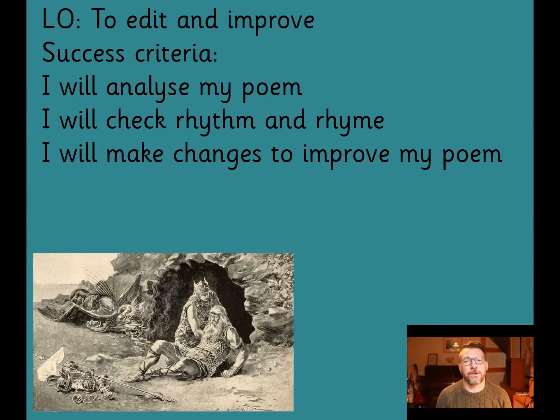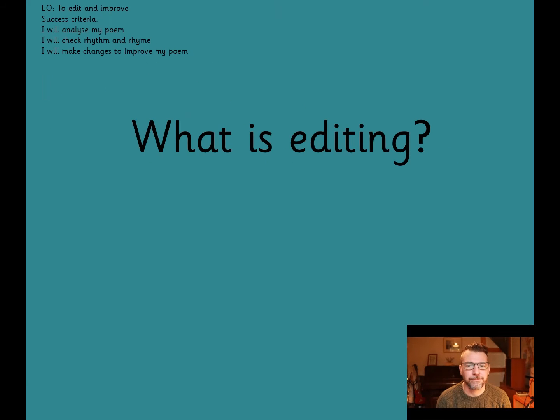So yesterday you should have written the first draft of your poems, and today we're going to look at editing and improving to get our final poem. So you're going to analyse your poem, which means you're going to study it in detail. You kind of need to imagine that it's not even your poem, it's someone else's. Check for rhythm and rhyme and make changes to improve your poem. Nothing is perfect first time around. We always can improve it somehow, or usually at least.